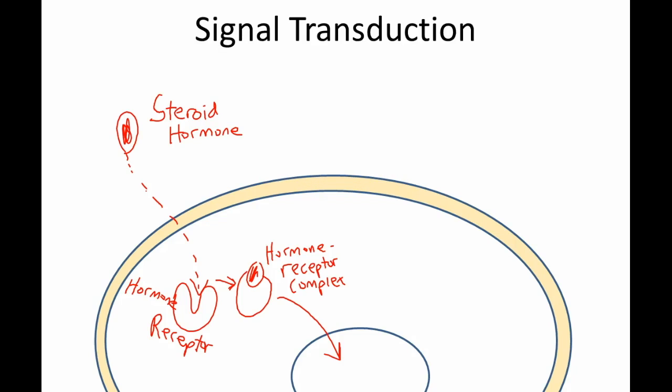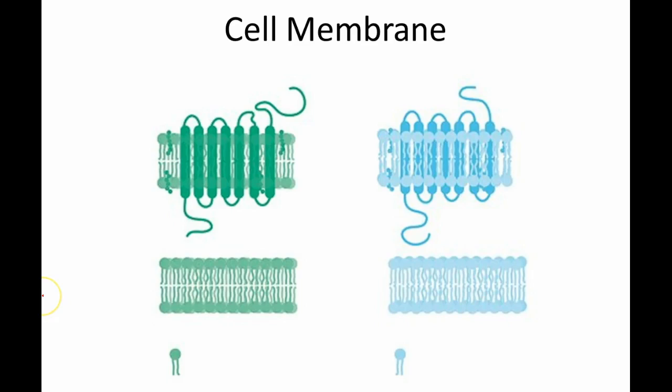Now, one example that comes up is sex hormones. For example, the sex hormone testosterone is a steroid hormone. It will cross the cell membrane, form the hormone receptor complex, cross the barrier into the nucleus, and cause DNA to be transcribed into messenger RNA in order to make many growth factor proteins. Okay? All right, on to the cell membrane.